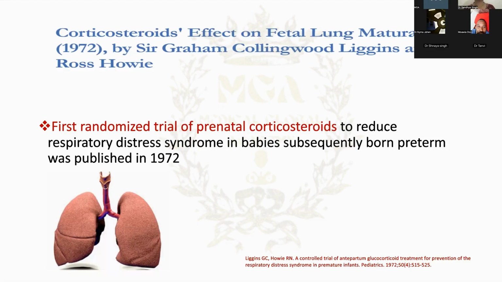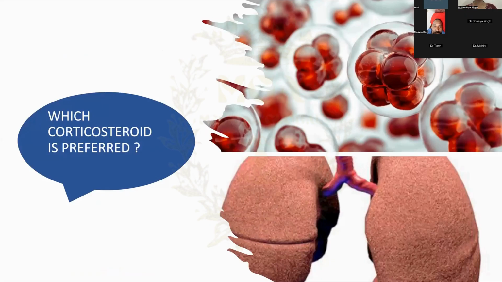So what we know is that in preterm, when we give steroid, it is going to decrease the risk of respiratory distress syndrome. This was first proven by Professor Liggins and Howie, and the study was done in sheep. Later it was conducted in humans, and it was seen that prenatal corticosteroid decreases respiratory distress syndrome in babies. Now, the question arises: which steroid to choose?